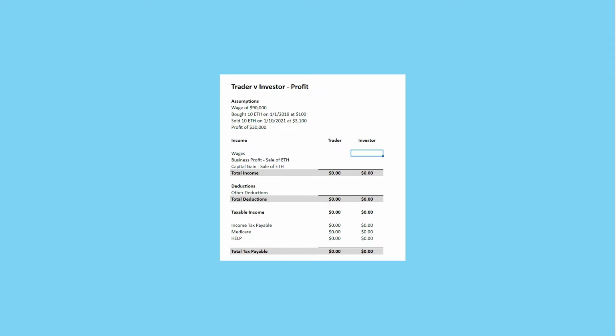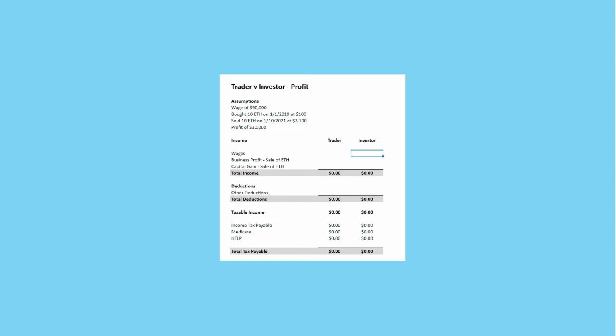Now that we've covered traders and investors and how profits and losses are treated differently, let's run through a few examples. All right, team, it's example time. Let's run through a few examples of what being categorized as a trader or an investor will do to our tax returns in a scenario where we make a profit and in a scenario where we make a loss.